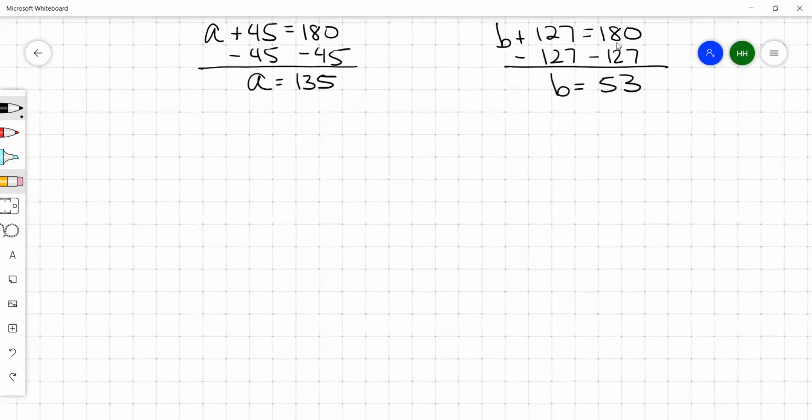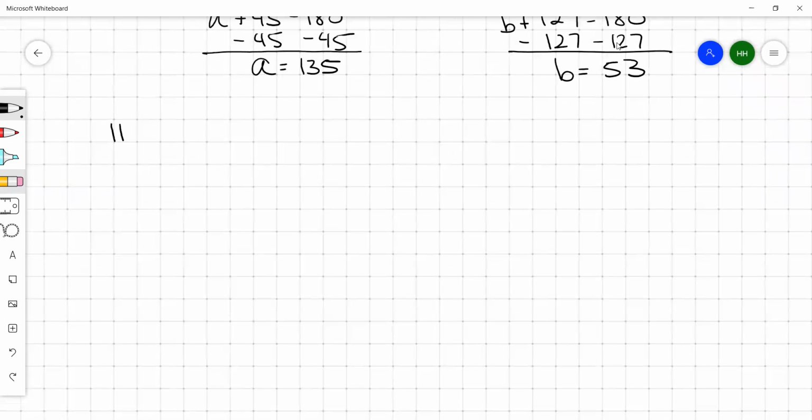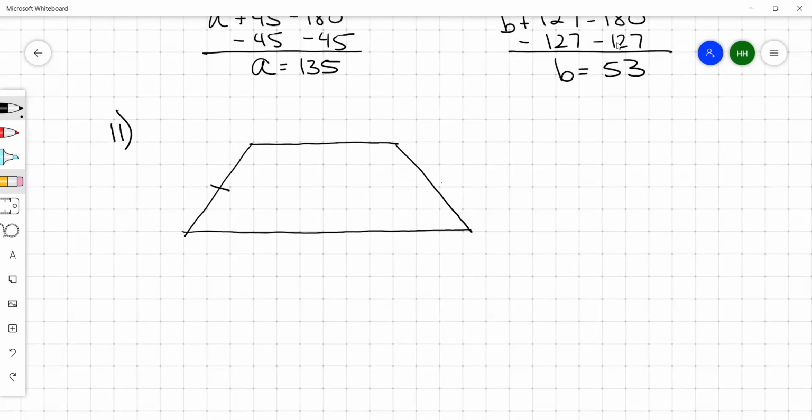Number 11. J and M are base angles of an isosceles trapezoid. Talked about that yesterday. Remember, these legs in an isosceles trapezoid are congruent, so that side's congruent to that side, and the top's parallel to the bottom. J and M are base angles of isosceles trapezoid JKLM.